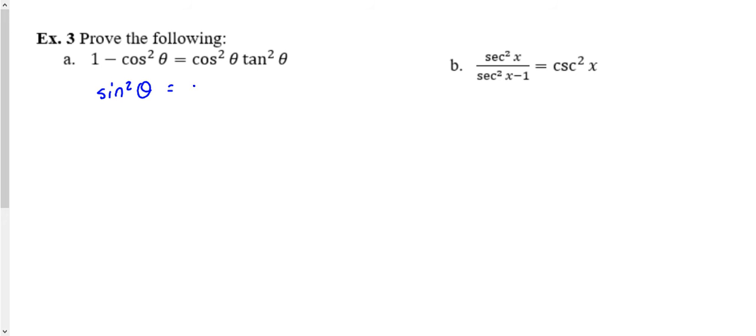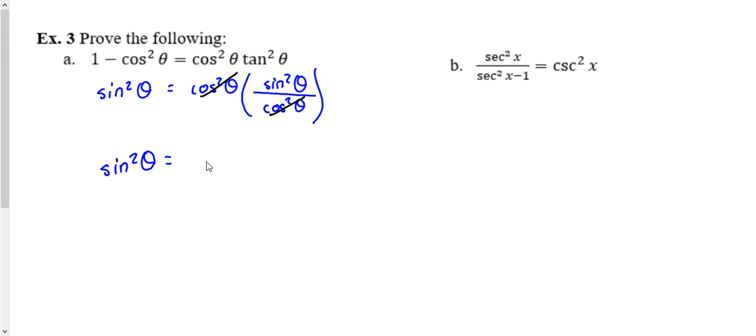So this is the same thing as saying cos squared theta multiplied by, instead of tangent, I'm going to rewrite that as sine squared theta over cos squared theta. And here I have my cos and cos that will cancel out. So ultimately I'm left with sine squared theta there on the left is equal to sine squared theta there on the right. So we have left side is equal to our right side. And there we go. This proof is completed.